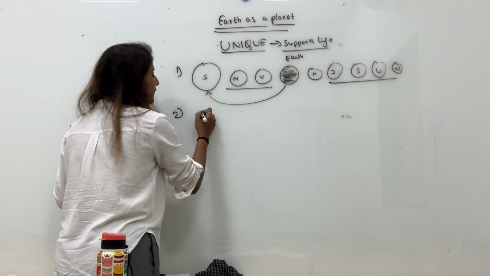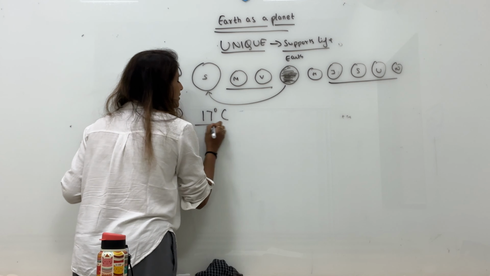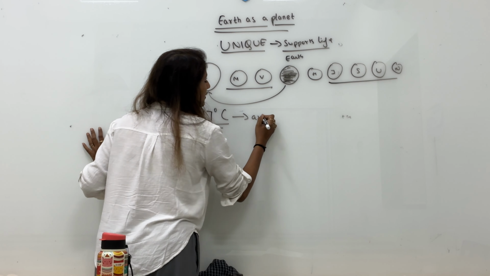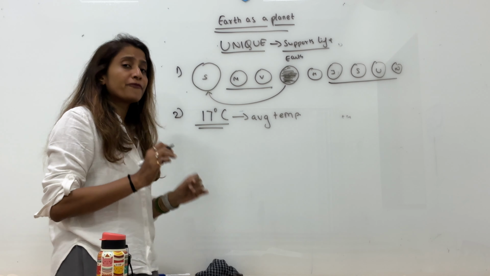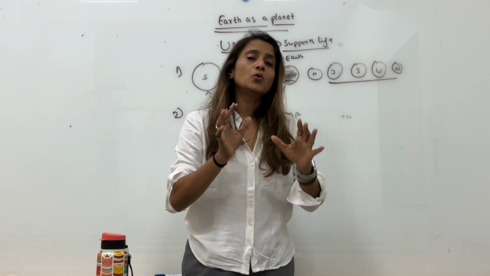The distance between Earth and Sun is just perfect, because of which, first and second point, always write them together, the distance is perfect, because of which the average temperature of our Earth is 17 degrees Celsius, and that is a perfect temperature for life to exist.